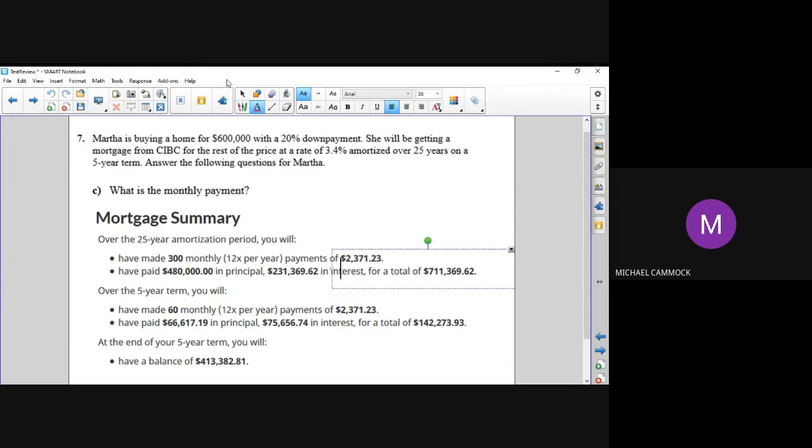All right. Oh, sorry, I just clicked the wrong button. Yeah. So hopefully everybody can see that this represents the monthly payment. Everybody clear on that, hopefully? All right, I'm going to move on.